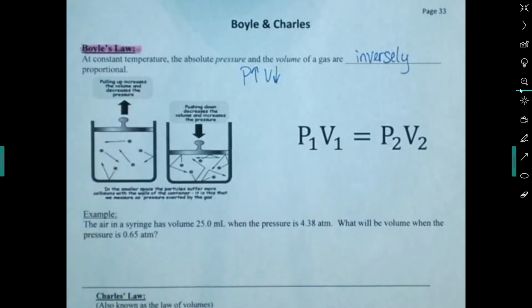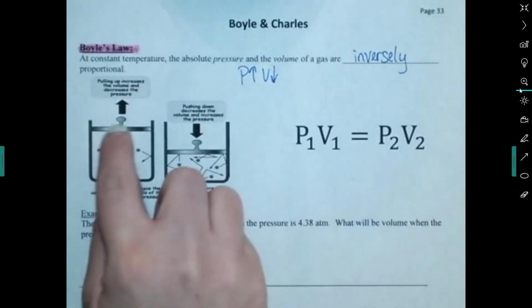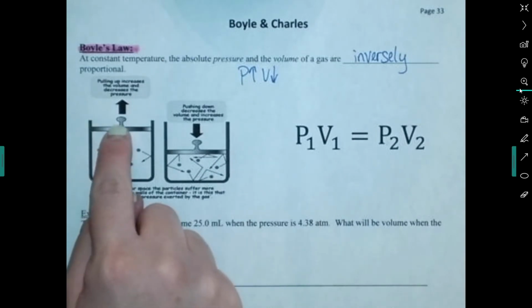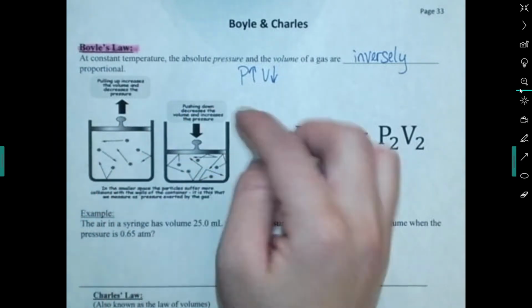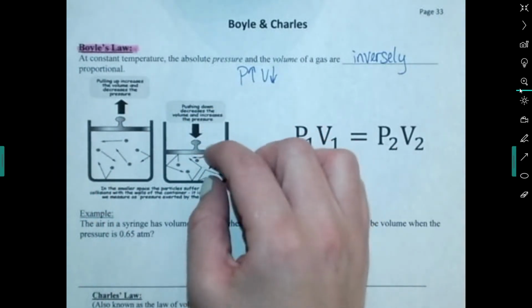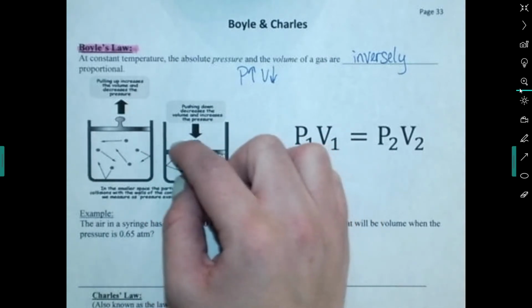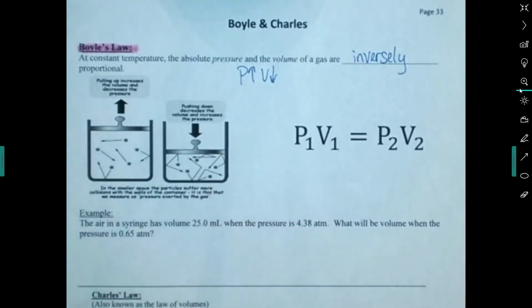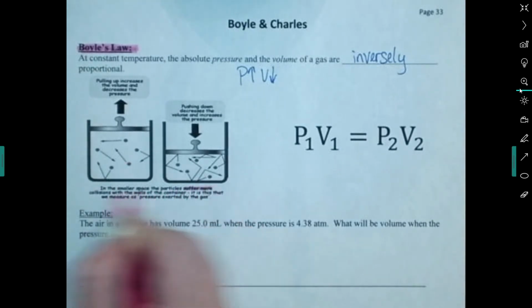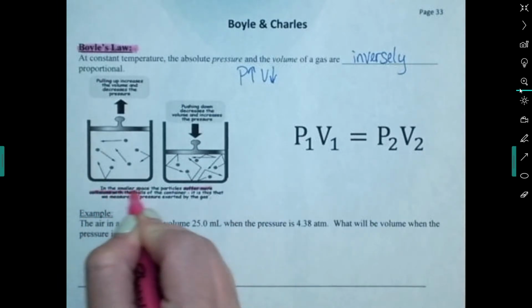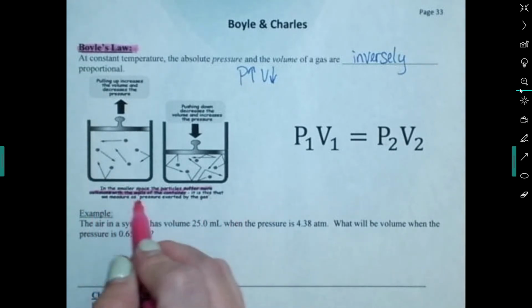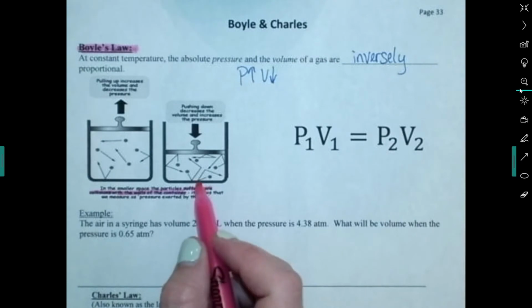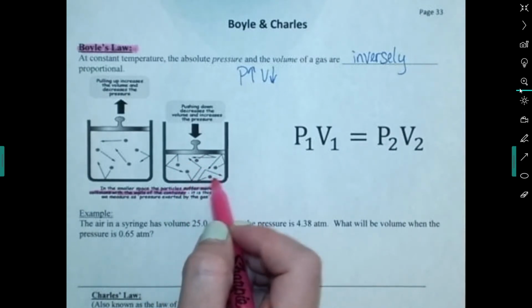If you have this little piston here, it says pulling up increases the volume, but it decreases the pressure, because when you increase the volume, there are going to be fewer collisions. But if you push it down, it decreases the volume, so there's less space, and there's a lot more pressure because there are a lot more collisions. I love the way this is phrased: in the smaller space, the particles suffer more collisions with the walls of the container. It is this that is measured as the pressure exerted by a gas. So the more collisions we have, the more pressure there is.